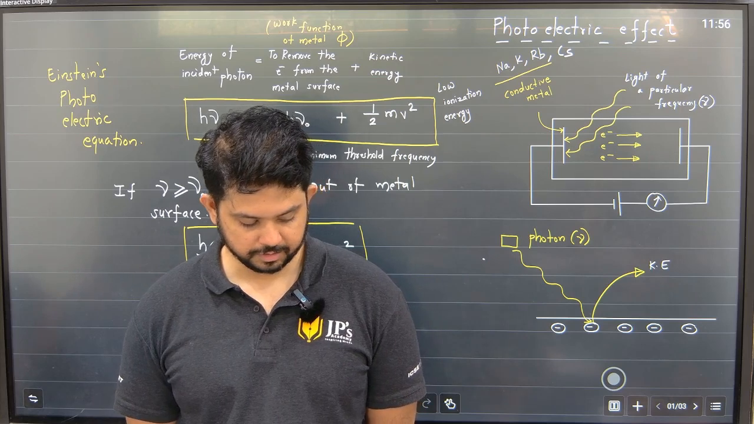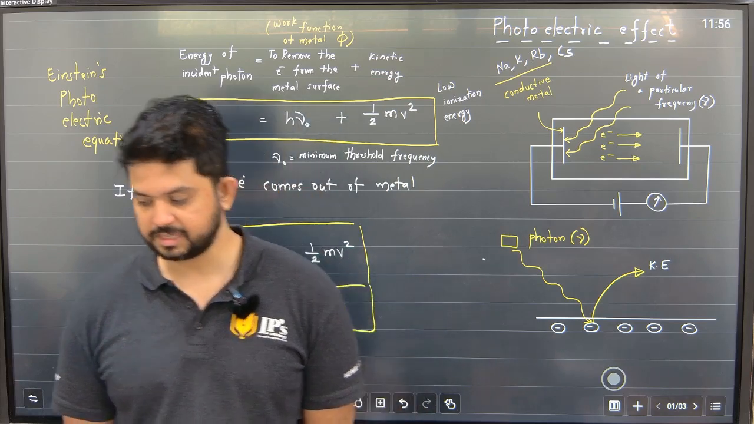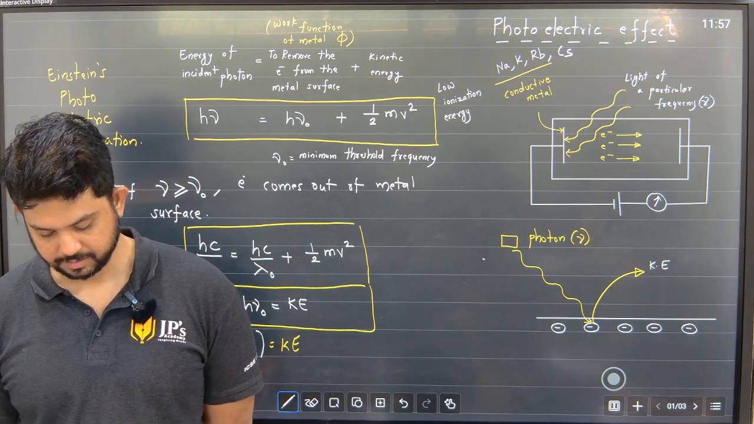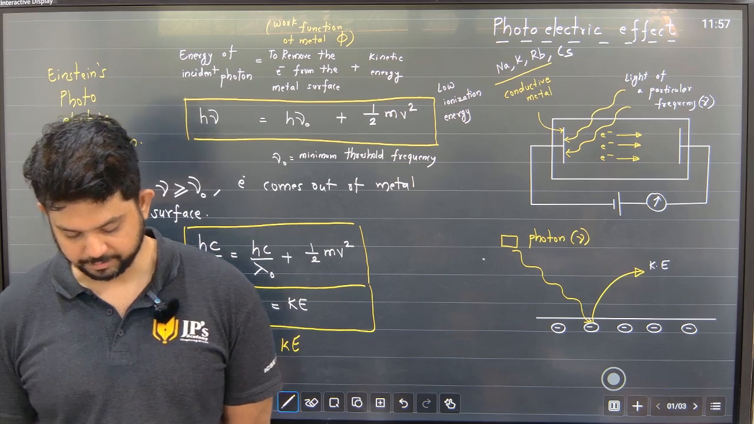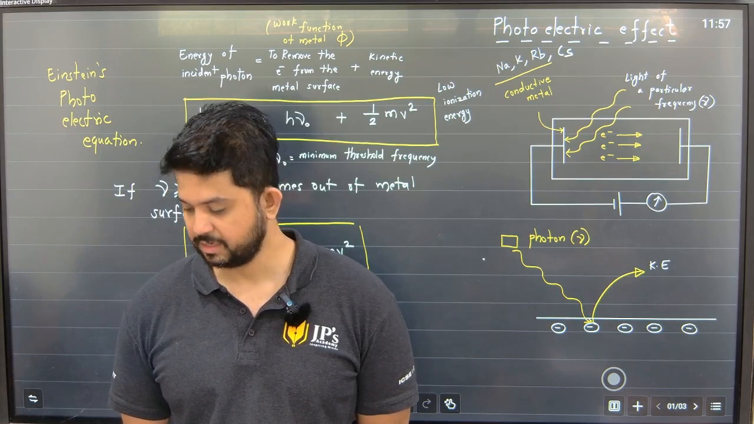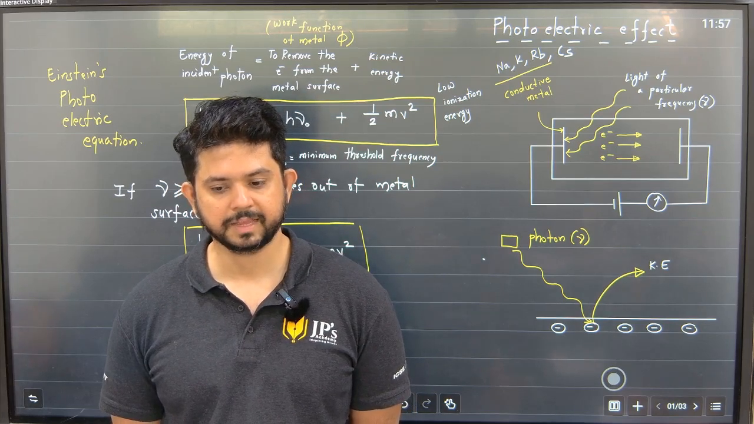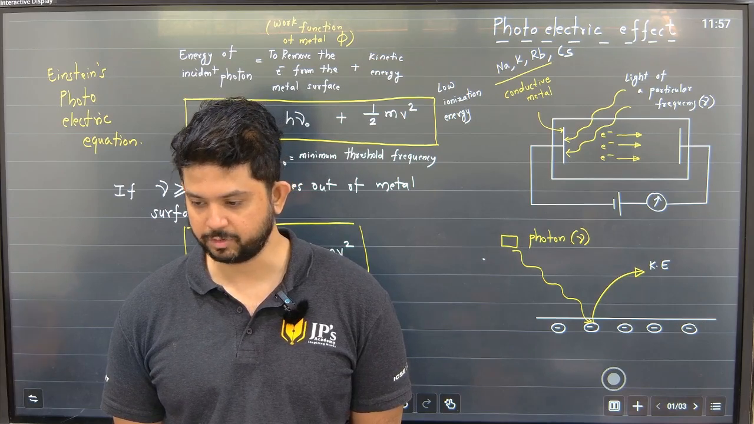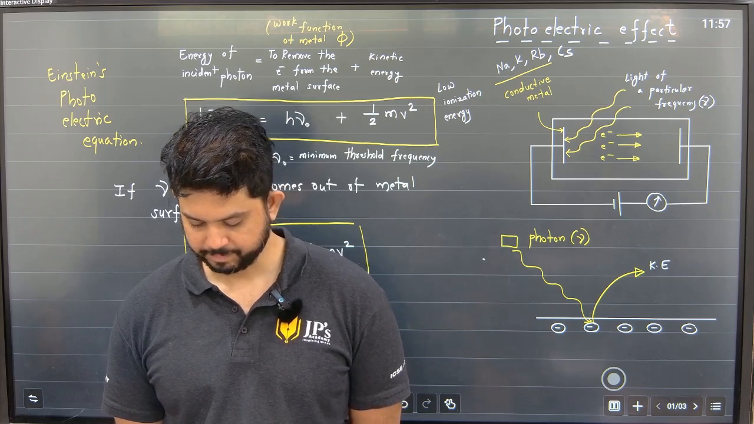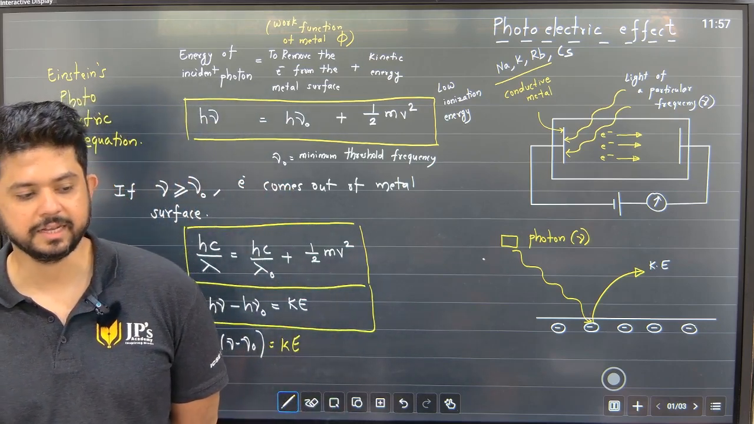Only if the frequency of incident light is greater than the threshold frequency, the ejected electrons come out with some kinetic energy.